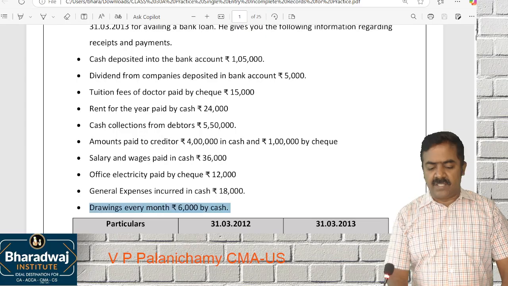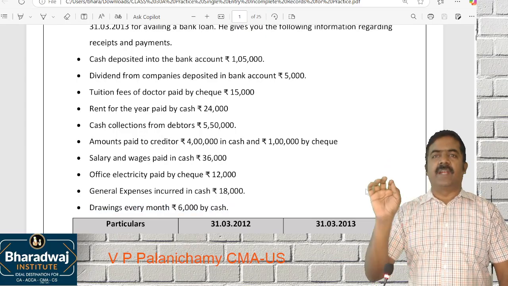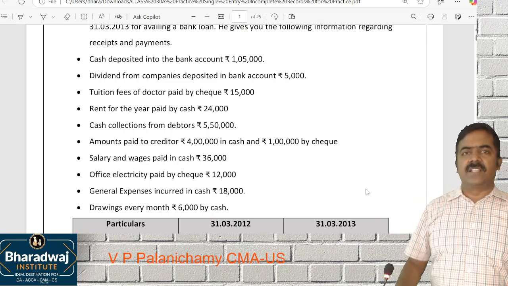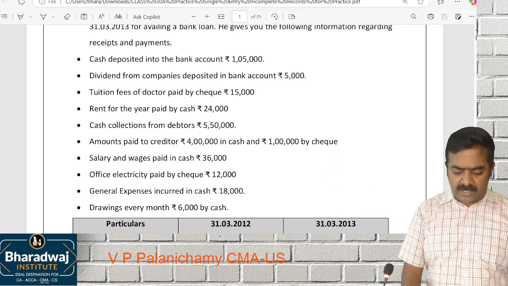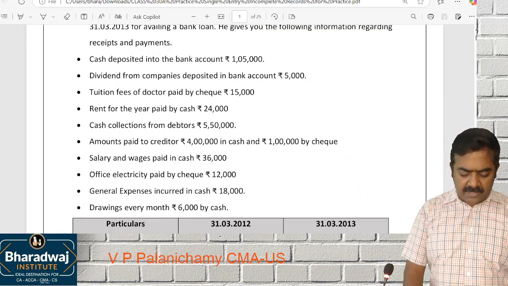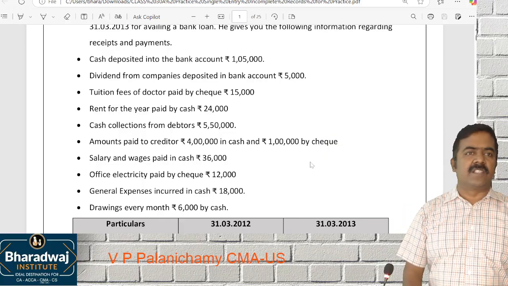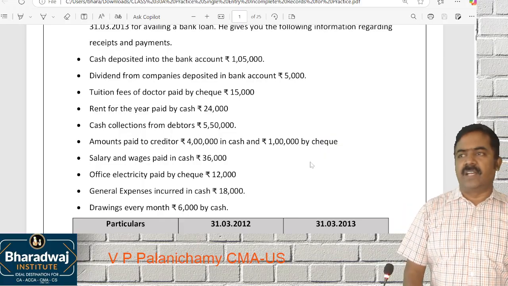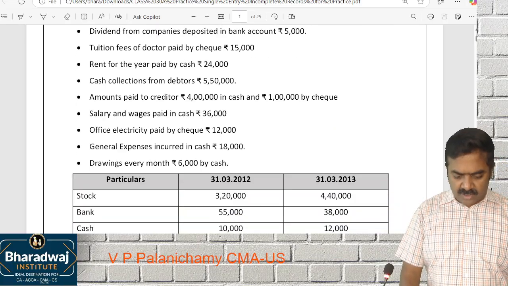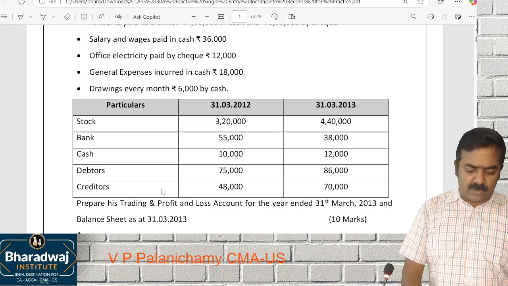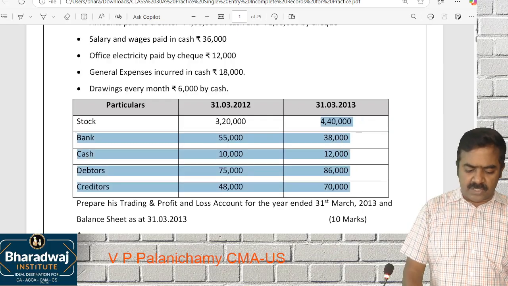Are we given details separately about cash and bank transactions? Yes. Collections and payments are given separately for cash and bank transactions. Look at that. Particulars are given: opening stock, opening bank balance, opening cash balance, opening debtors balance, and opening creditors balance. Likewise, closing balances are also given to us.